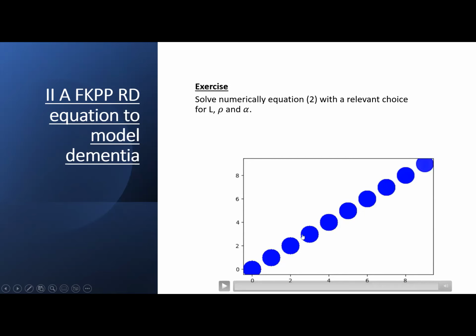The initial condition starts at 0, and the coupling goes both ways. The coupling is symmetrical, and it's a diffusive coupling. So let's run it again.